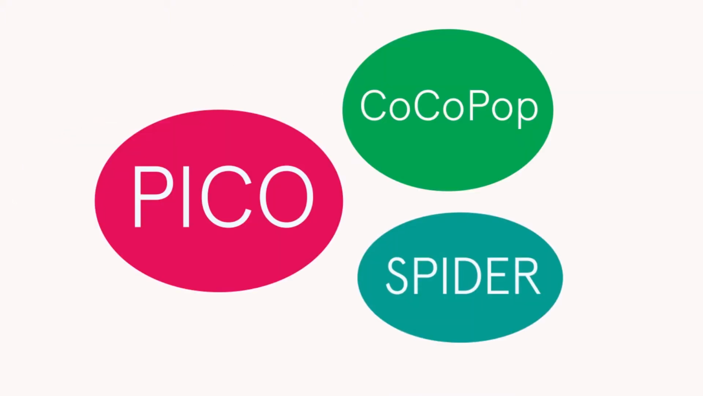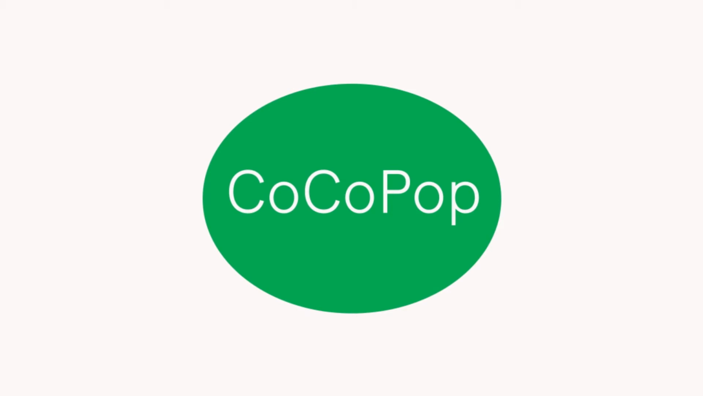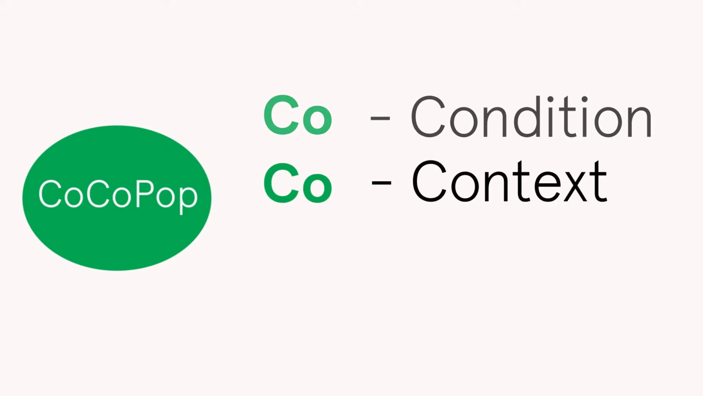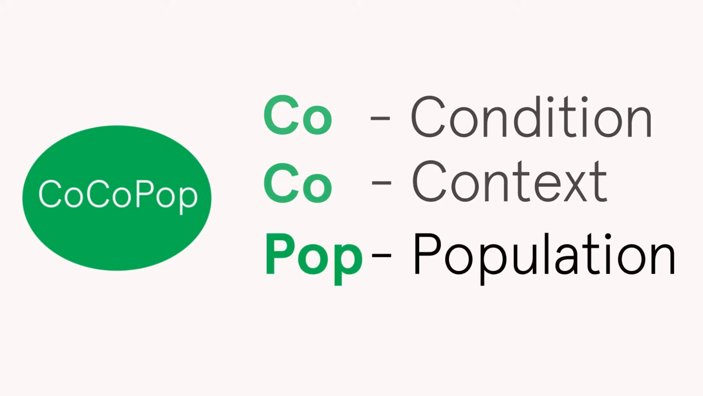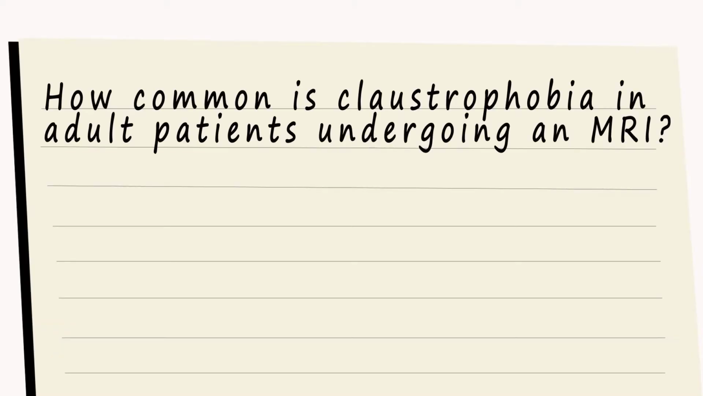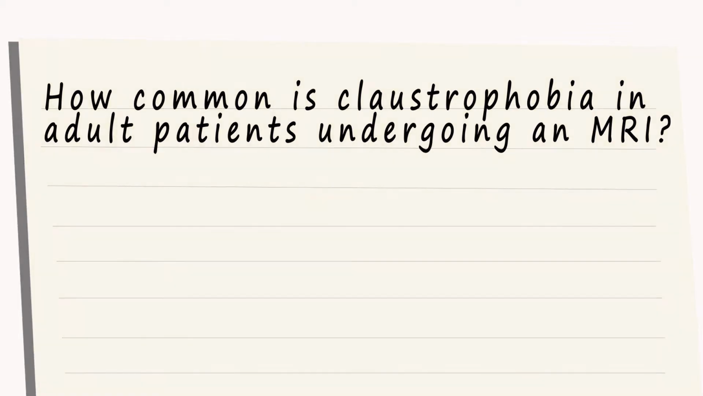Another useful mnemonic is COCOPOP, which is used to find literature for prevalence and incidence questions. COCOPOP is particularly useful for scoping reviews, where your intervention, population, or outcome may be quite broad. The first CO stands for condition, the second is for context, and POP is for population. The clinical question, how common is claustrophobia in adult patients undergoing an MRI, would be put into COCOPOP like this.